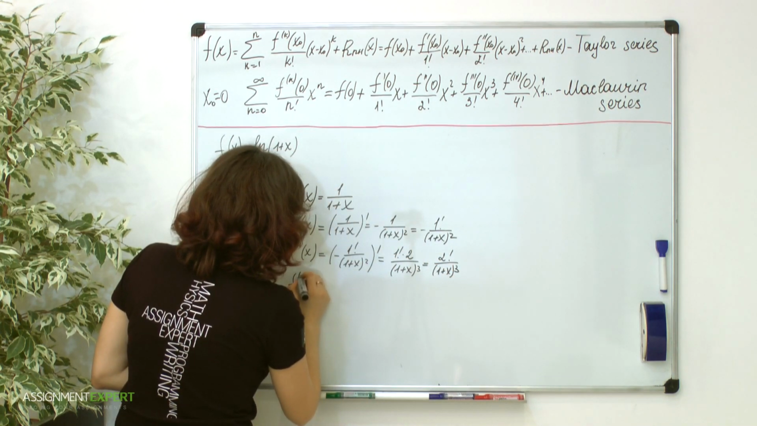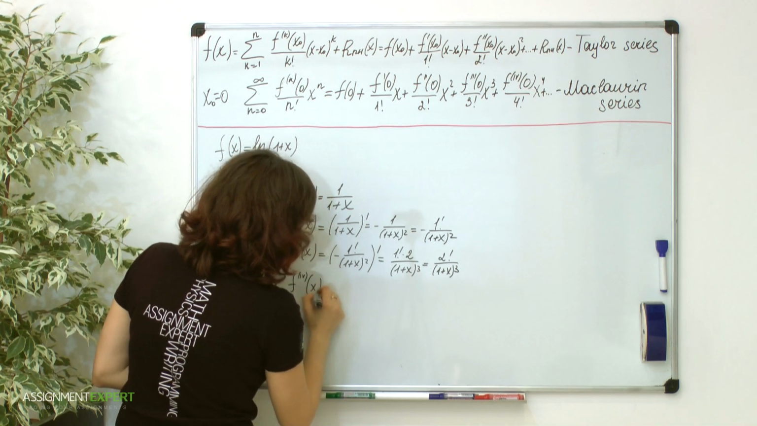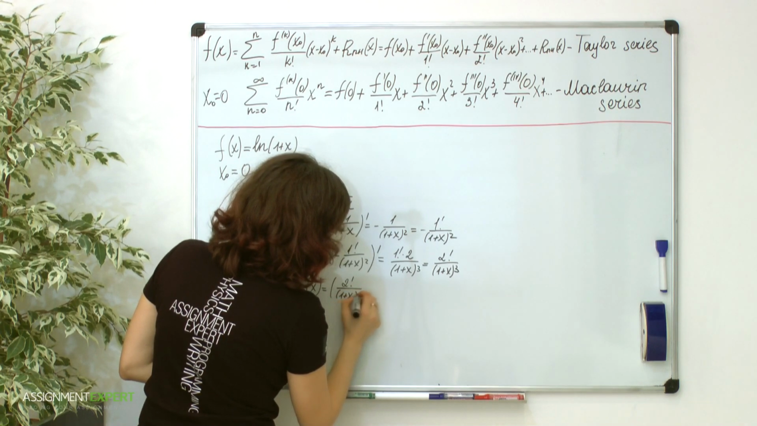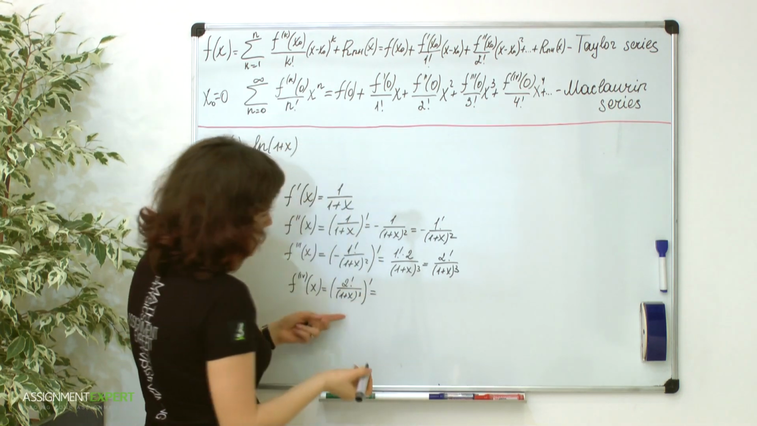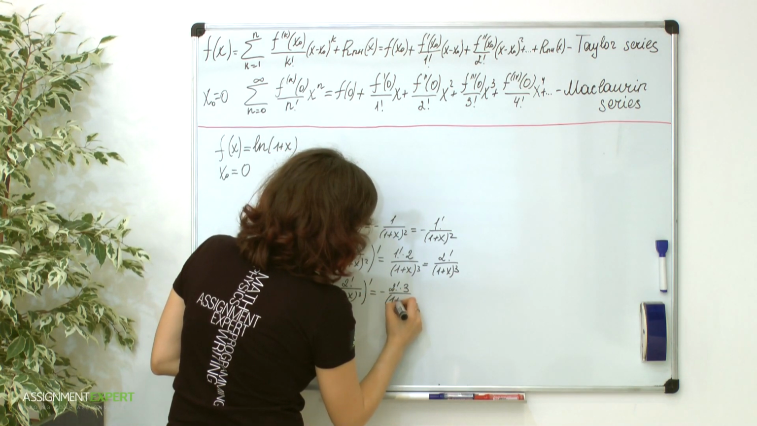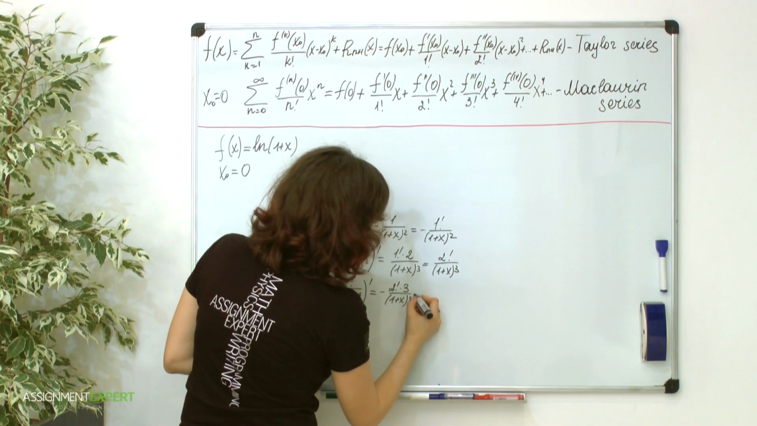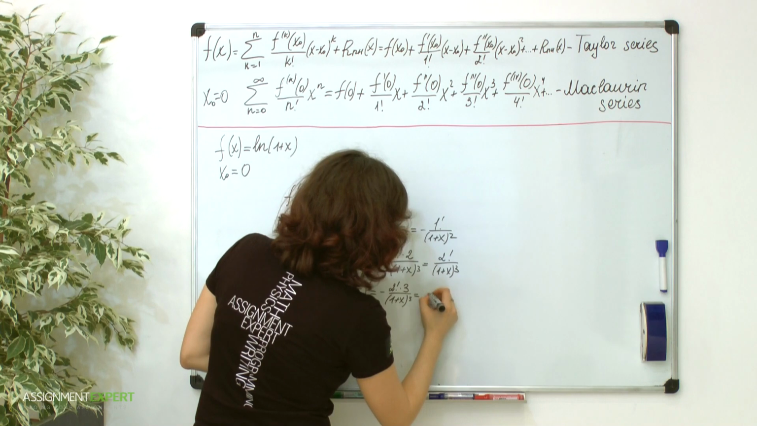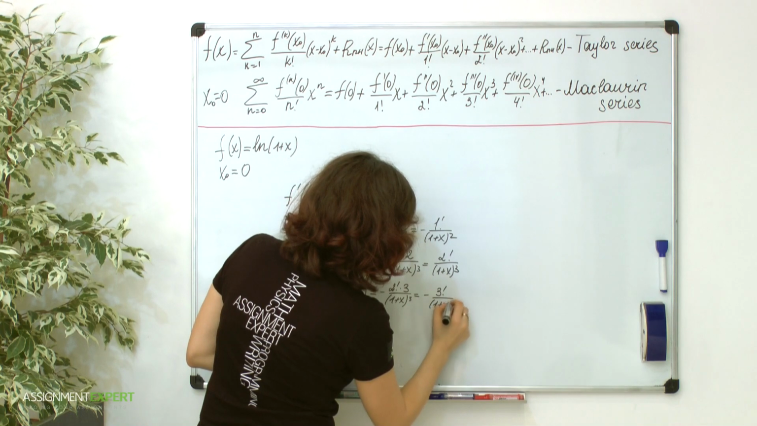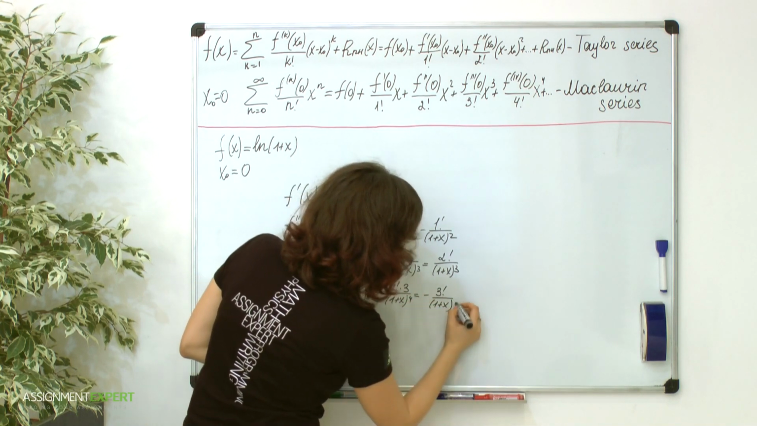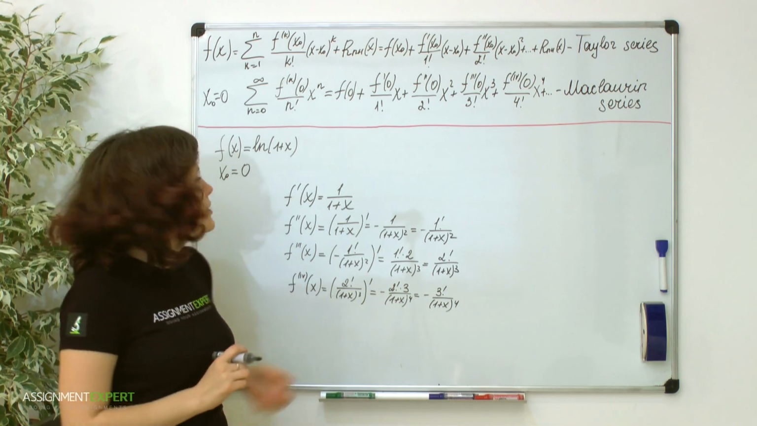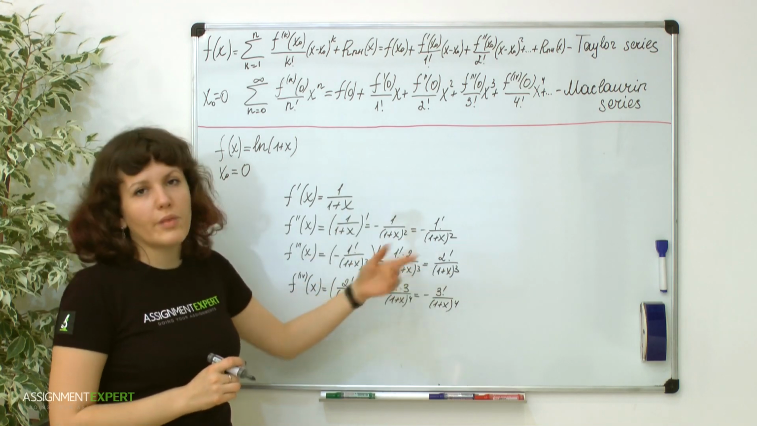The fourth derivative of f of x equals 2 factorial over 1 plus x cubed, prime, equals minus 2 factorial times 3 over 1 plus x cubed, and equals minus 3 factorial over 1 plus x raised to the fourth power. So now we can see a pattern. The sign of derivatives alternates, beginning from plus, then minus, then plus, and so on.